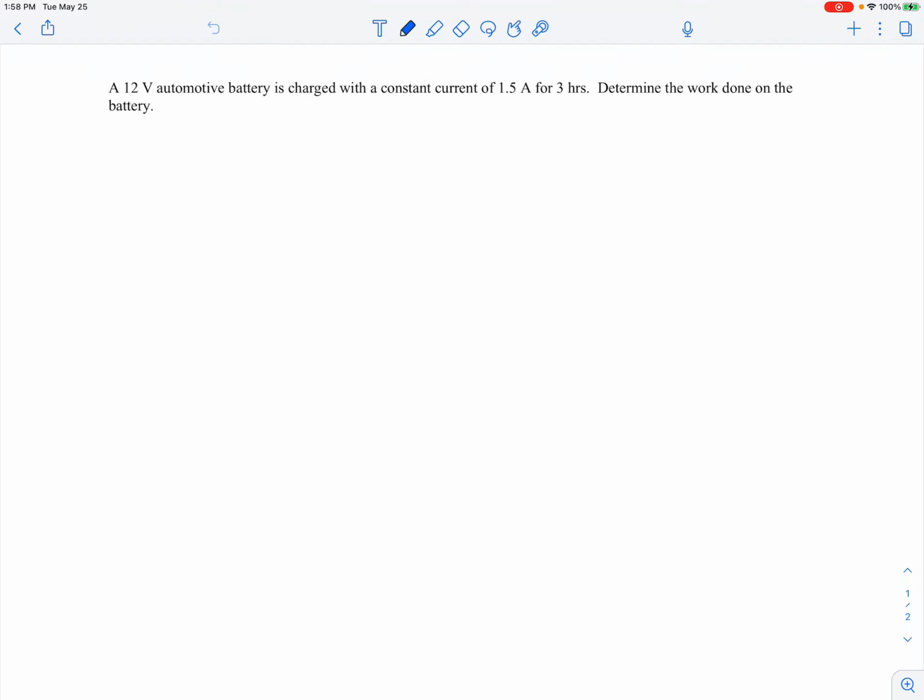All right, here we have a short problem where we're told we have a 12-volt automotive battery and it's charged with a constant current of 1.5 amps for 3 hours. Determine the work done on the battery.